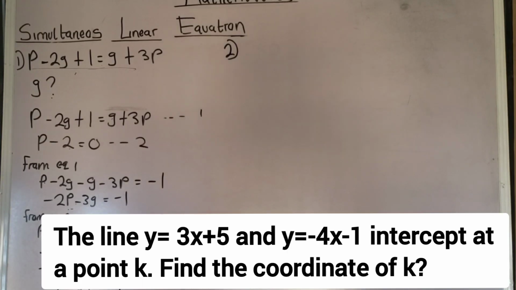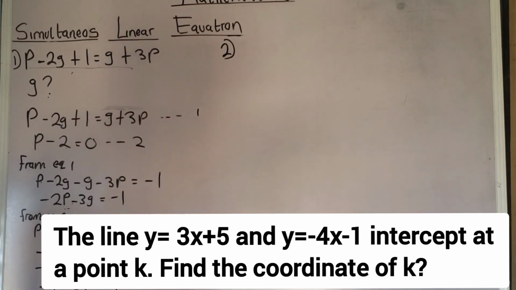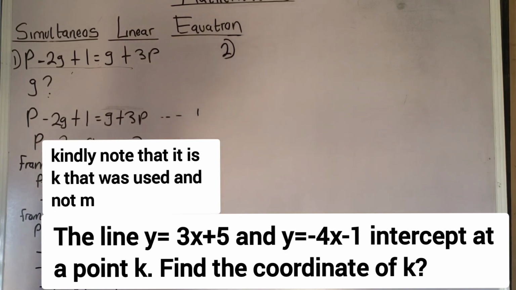The lines y equals 3x plus 5 and y equals negative 4x minus 1 intersect at a point M. Find the coordinates of M. Now, let me start by explaining the meaning of coordinates. When we talk about coordinates, we always have points, that is x comma y. The x comma y coordinate is what we are told to calculate. Just pay attention.